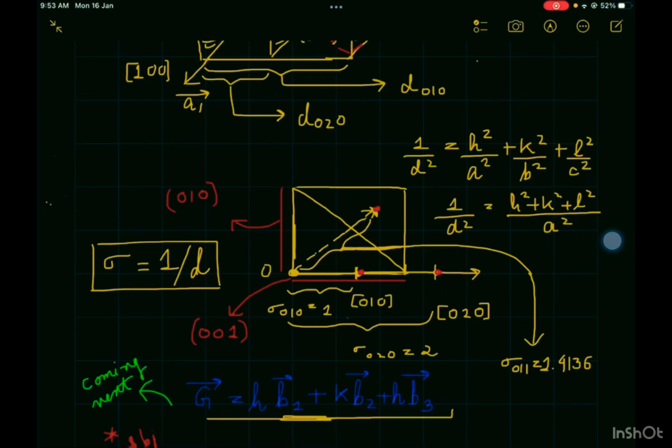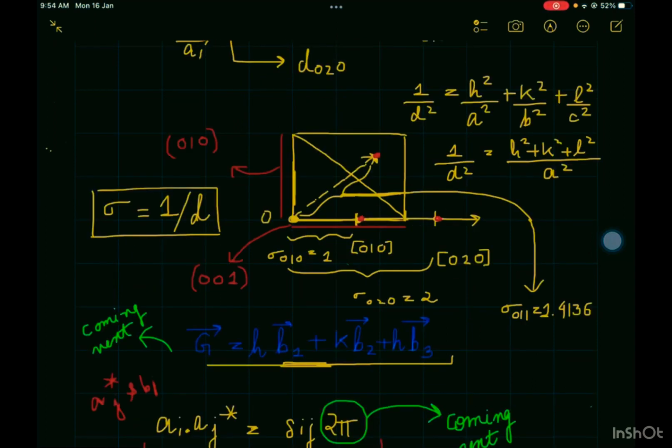Now the end points of these normals actually form points in the reciprocal space. We had seen earlier that if we take a plane of atoms in the direct space, then we can represent that plane of atoms as a point in the reciprocal space. That's exactly what we're doing here. A plane of atoms, say (0, 1, 0) in direct space, is represented by a point at a distance of sigma 0, 1, 0 from the origin in the reciprocal space.